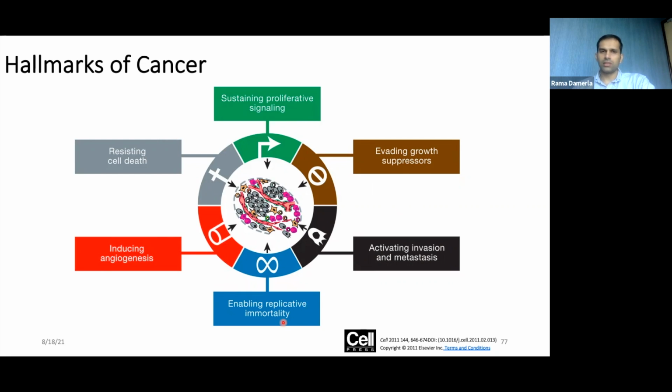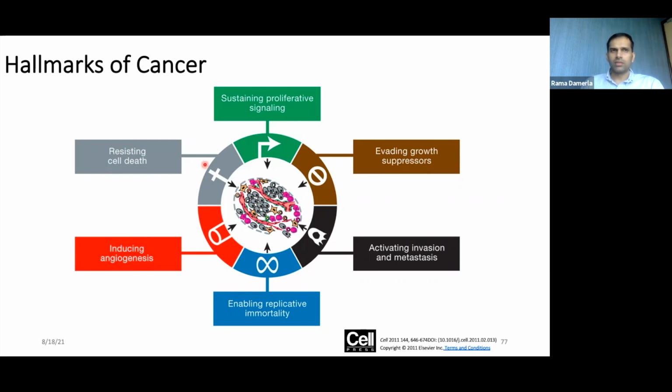So the cells should be able to divide unconditionally, without the replication being stopped. It should be able to induce angiogenesis. So there should be new blood vessels, because these tumors also need nutrition and oxygenated blood. That is what angiogenesis factors do. They create new blood vessels in the tumors.